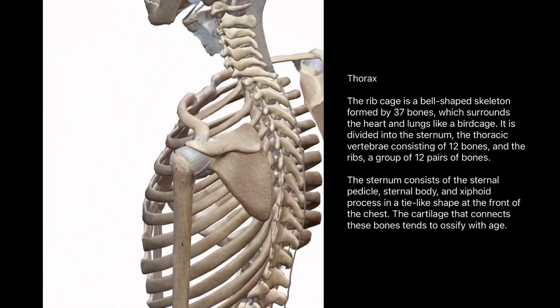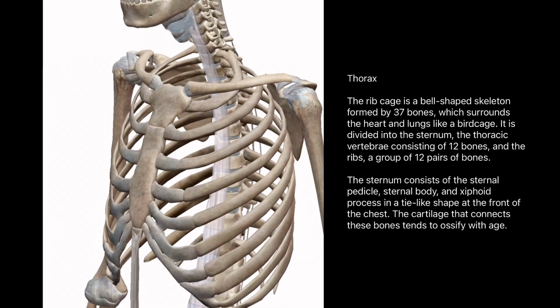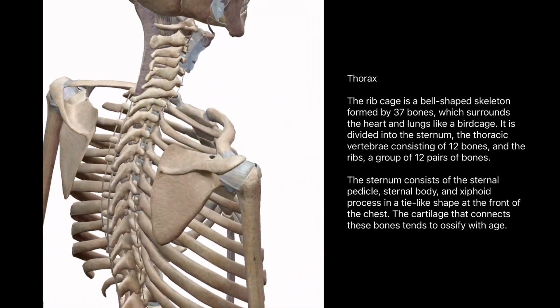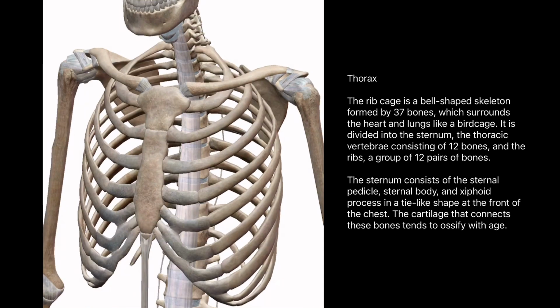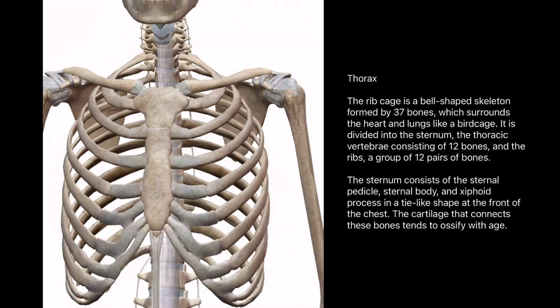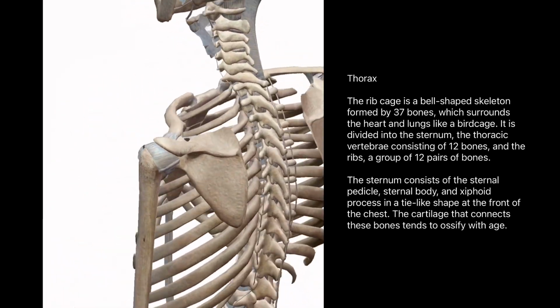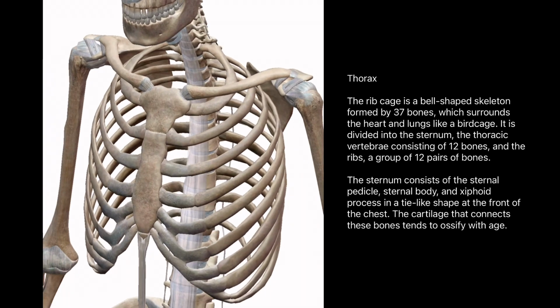Thorax. The rib cage is a bell-shaped skeleton formed by 37 bones, which surrounds the heart and lungs like a bird cage. It is divided into the sternum, the thoracic vertebrae consisting of 12 bones, and the ribs, a group of 12 pairs of bones. The sternum consists of the sternal manubrium, sternal body, and xiphoid process in a tie-like shape at the front of the chest. The cartilage that connects these bones tends to ossify with age.